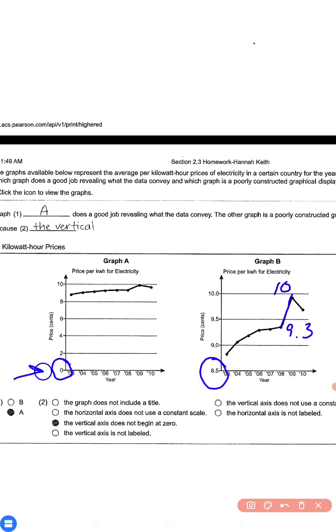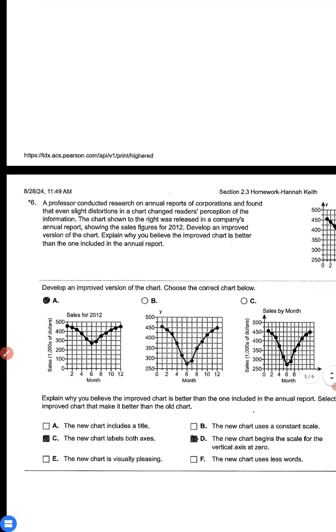The graph on the left, graph A, starts at zero, and you can see, yeah, there was a tiny increase, but it was nothing to really be worried about. Okay, so when possible, we always want to start our graphs at zero.